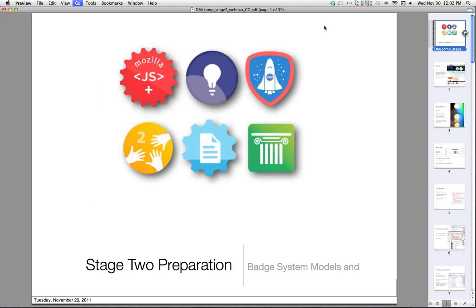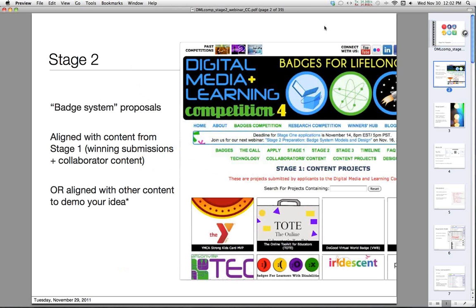Today we're going to be talking about Stage 2. Stage 1 concluded on November 14th, and Stage 2 actually kicks off on December 12th. The content from Stage 1 is informing the content from Stage 2. And Stage 2 is really about badge system proposals. While everybody gets really excited about the term design, at this point I would like everybody to focus on the idea of badge systems.